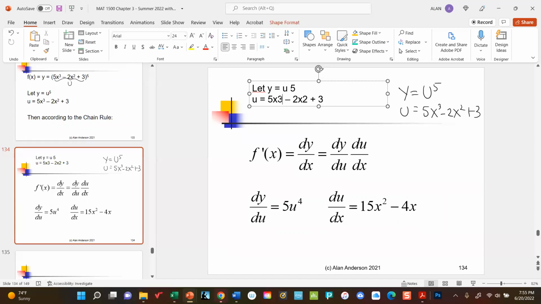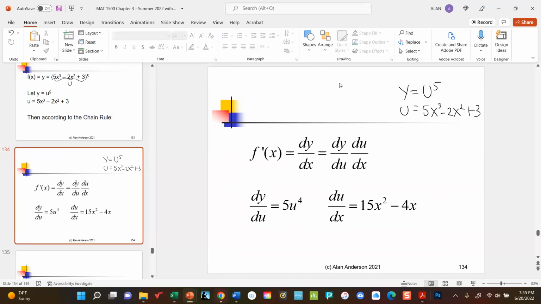Okay, so if that's the case, then dy/du is just 5u to the fourth. We're applying the power rule to u to the fifth power. So dy/du is 5u to the fourth. On the other hand, since u is 5x^3 - 2x + 3, du/dx, again applying the power rule to each term, gives me 15x^2 - 4x.